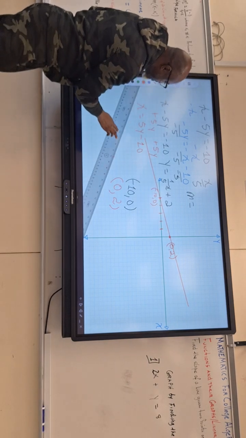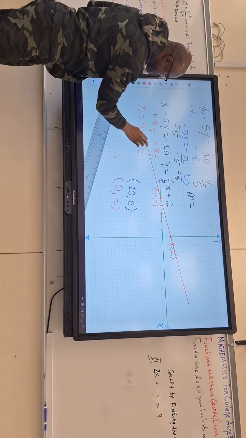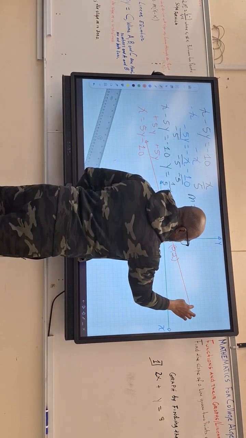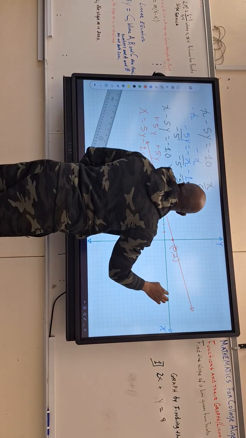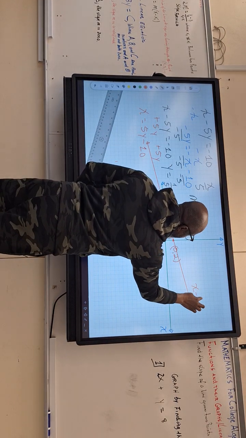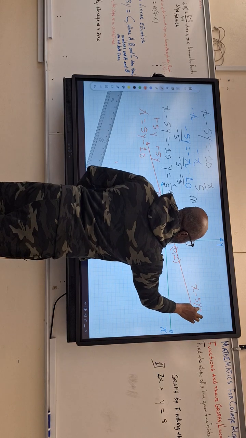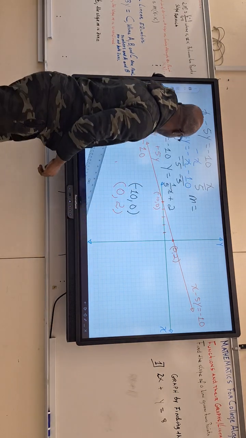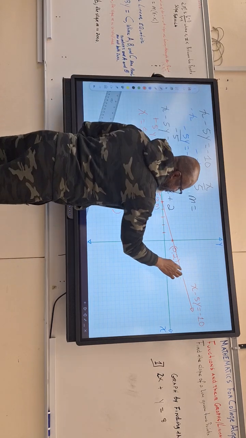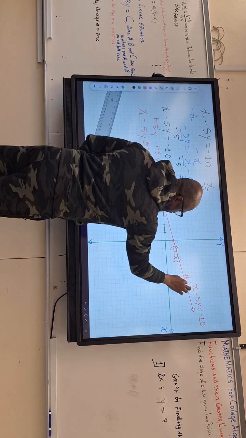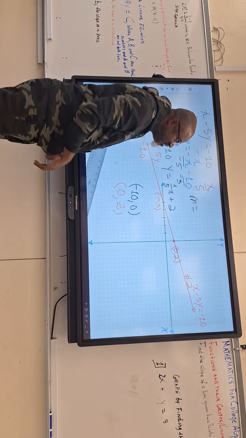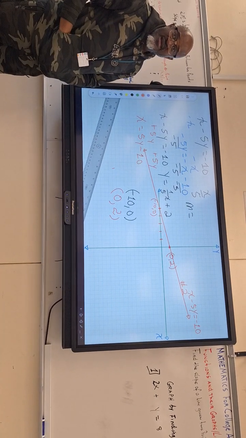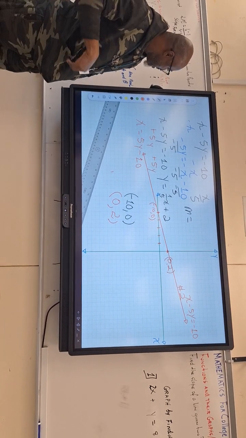Since I want to utilize the coordinate grid again, I need to identify which equation is that line. This one is x minus 5y is equal to negative 10. And that was number 2, right? If you are using more than one equation on the grid, you have to identify which equation it is, which number it is. Does that make sense?